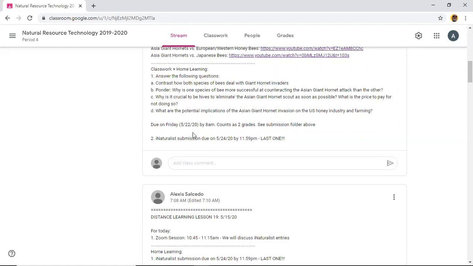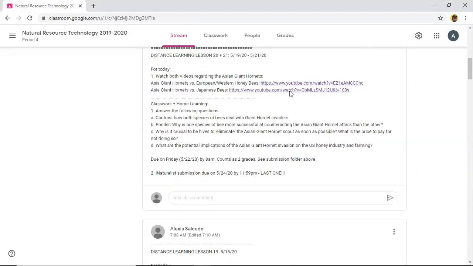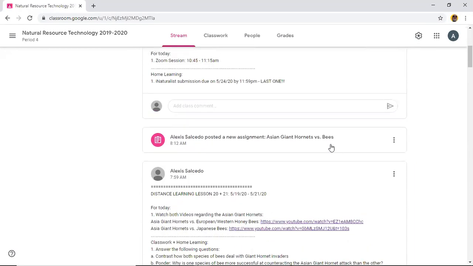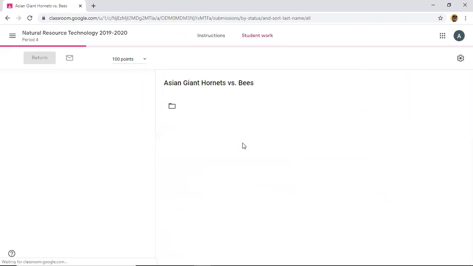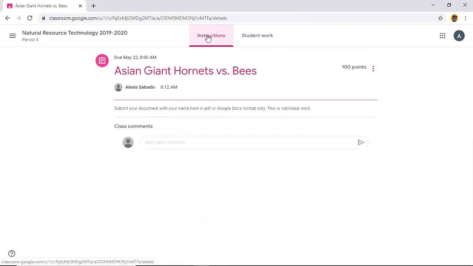That's going to be due on the 22nd at 8 a.m. That's also a Friday. So for this week, you have that one assignment, which is this one right here, answer the questions. iNaturalist is still due on the 24th, the last one, and you're going to submit these in this folder right here. Instructions are the same as the previous assignment. Submit your document with your name in PDF or Google Docs format, and it's also individual.